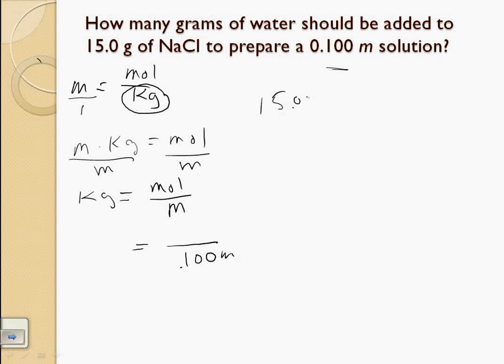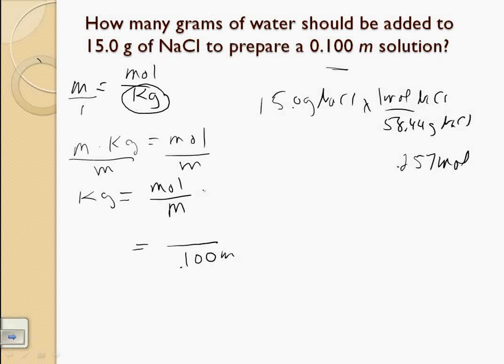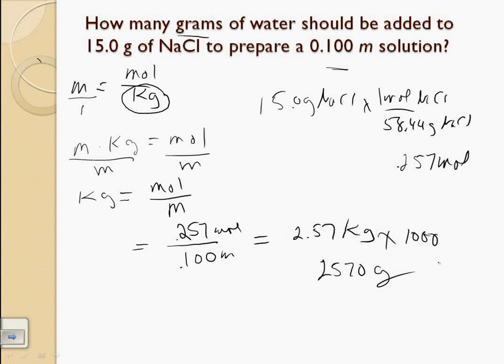I have 15.0 grams of sodium chloride, and I know 1 mole of sodium chloride is 58.44 grams of sodium chloride, and this is going to be 0.257 moles. Okay, so if I divide 0.257 moles by 0.1 molal, I get 2.57, and this is kilograms. It wants to know how many grams. I can just multiply that times 1,000, and I get 2,570 grams. Okay, that's going to do it for us.